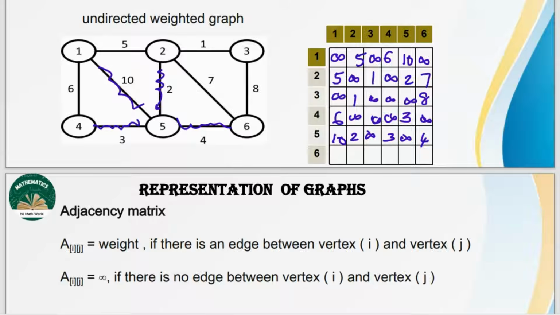Then the next one is 6. From 6, 6 to 2 is 7. 6 to 3 is 8. 6 to 5 is 4. So we have only 3 lines, so the remaining will be infinity. So this is a weighted graph matrix with an undirected weighted graph. It's an undirected weighted graph.